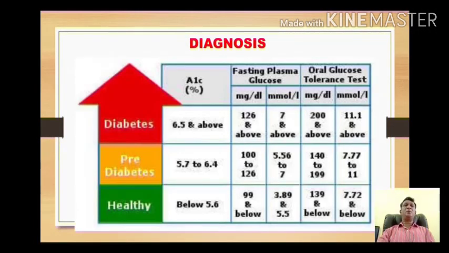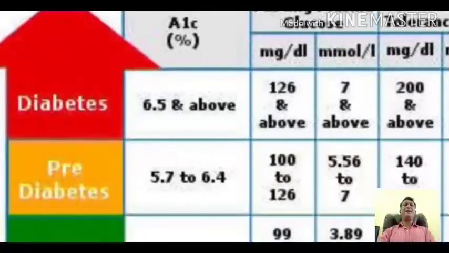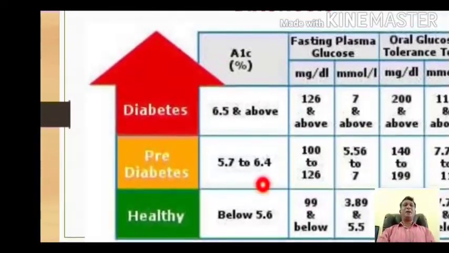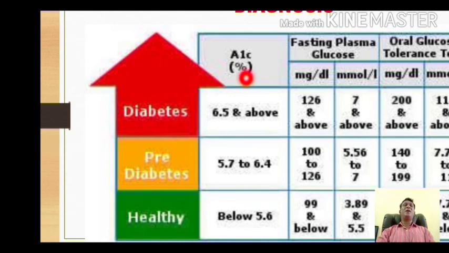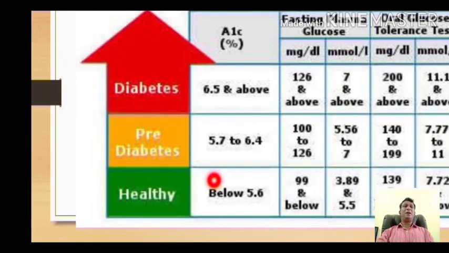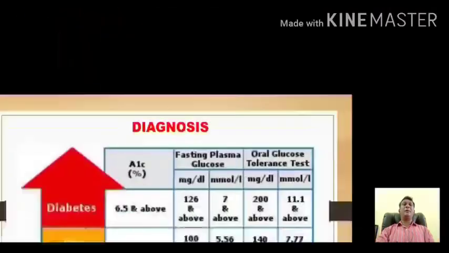One more criterion is utilized to diagnose diabetes. Here is this reading, which is called A1C percentage. This A1C percentage is nothing but the combination of glucose with the hemoglobin present in our blood. For a healthy person, this A1C percent should be below 5.6, and for diabetes it is 6.5 and above. If the test shows that the A1C percent, that is the percentage of combining of glucose with hemoglobin, is 6.5 and above, the person is said to be diabetic.